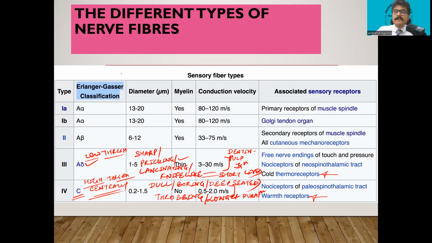Now, this was about the sensory innervation. This is all about the sensory innervation that we're talking about, right? What about the efferent or the autonomic innervation? Now, you all know the autonomic nervous system from our basic pharmacology. Autonomic nervous system divided into what? Sympathetic and the parasympathetic. Now, let us just look at the parasympathetic first.